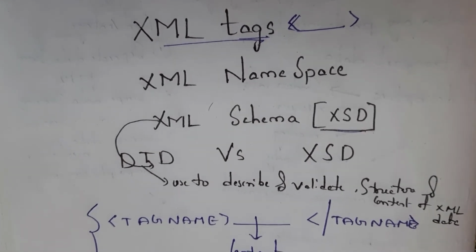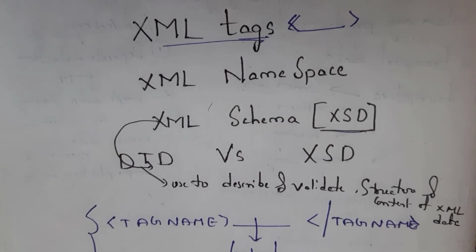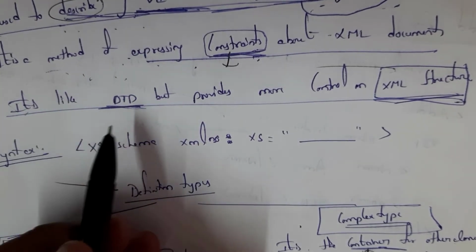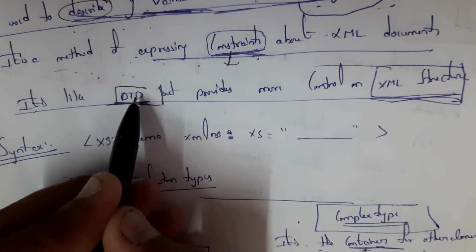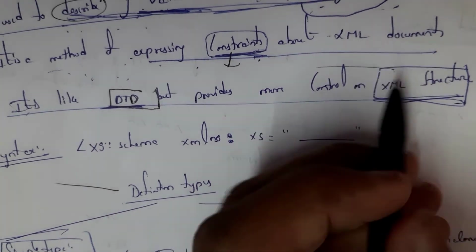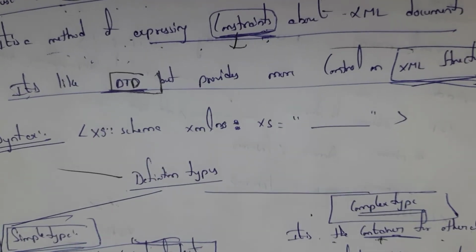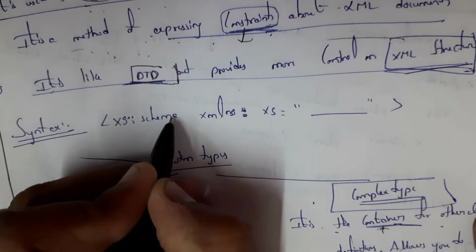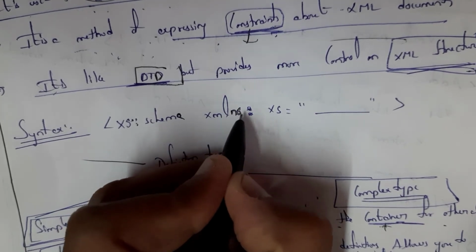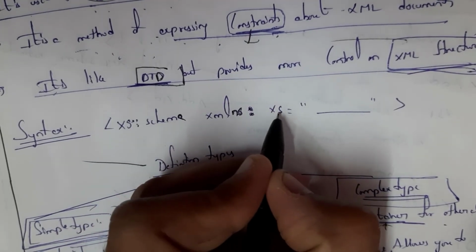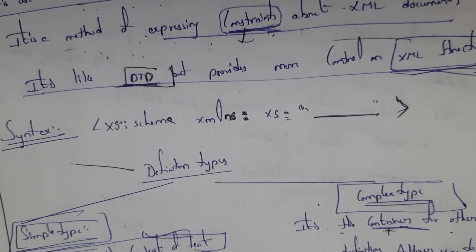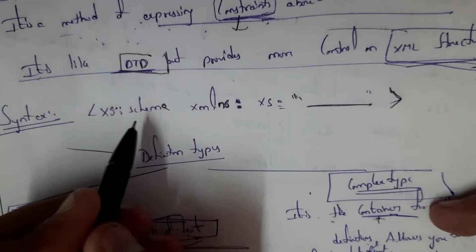See, XML schema is a method of expressing constraints about the XML document. This XML schema is the same as XML DTD, that is Document Type Definition, but XML schema provides more control over XML structures. See the syntax: <xs:schema xmlns:xs=...> and we have to write the content here. This is the syntax of XML schema.